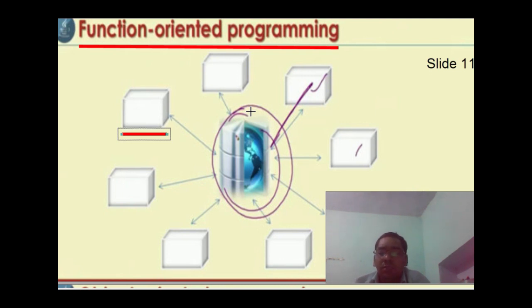So the idea is that there is a set of functions, and all functions can share some data which is stored in a common pool. This is the concept of function oriented programming, that means writing the program as a set of functions. For example, the C programming language is based on this concept.